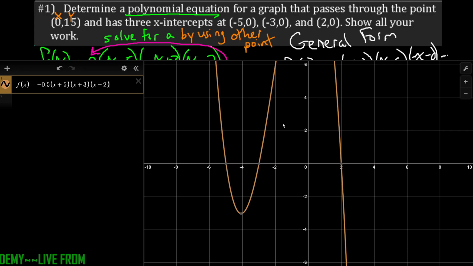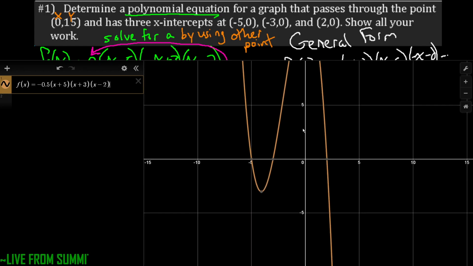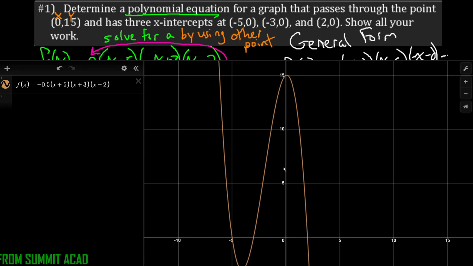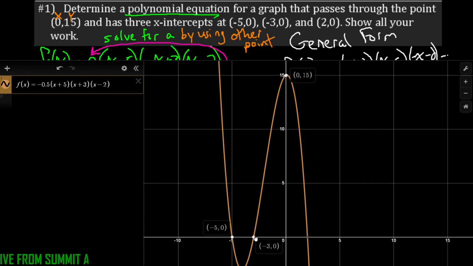Let's get this crazy looking function, but what information do we know? Well, we know it has to pass through a couple points. What you can do is check and see that it passes through the y-intercept of 0, 15. It passes through the x-intercepts of negative 5, negative 3, and positive 2. So as long as it passes through all points, you know it is correct. So make sure you're checking by graphing.